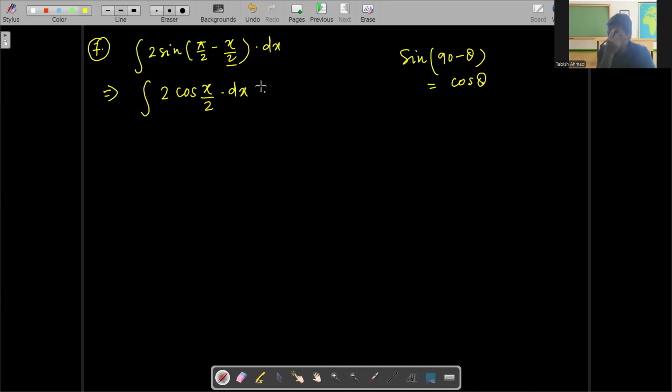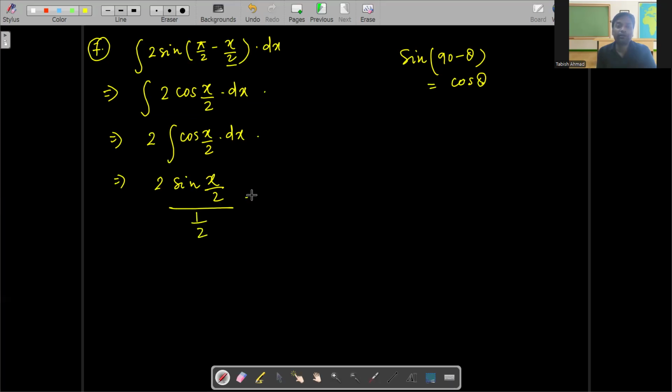Now, how can we do this? Yes, we can do this. Integration of 2: the 2 will come out, integration of cos x by 2 dx. Integration of cos is sine, so that is 2 sine x by 2. But the multiplier of the variable, that is 1 by 2, will also be here, plus c. This is the answer. Or the 2 will go up, and it becomes 4 sine x by 2 plus c. This is the answer.